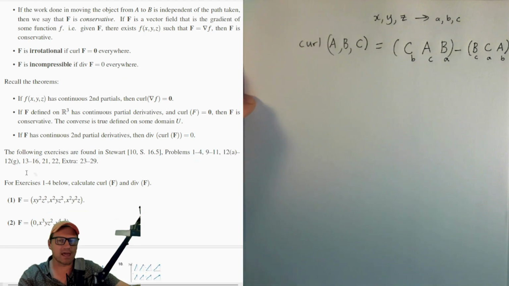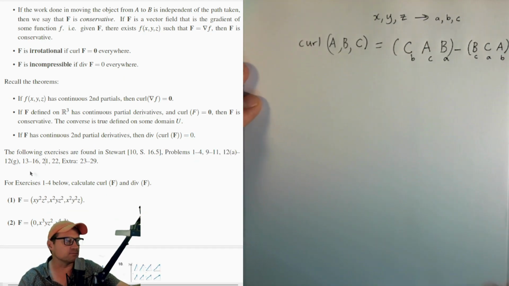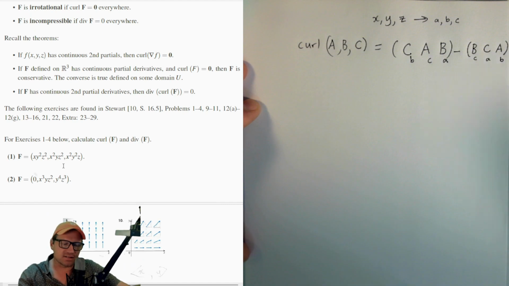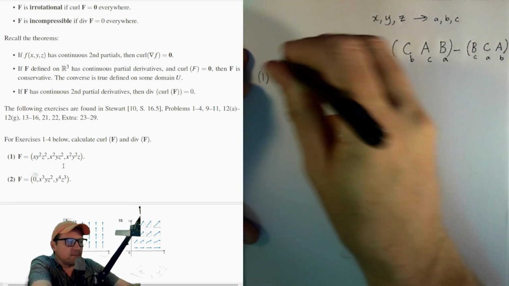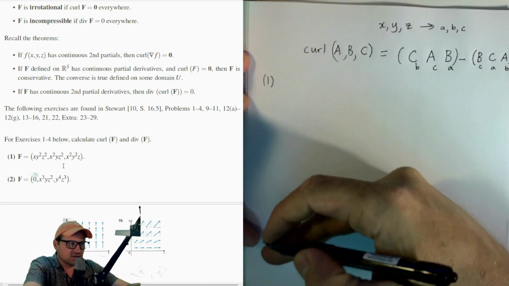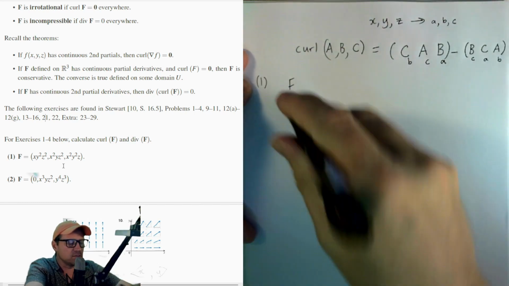All right, so the following exercises, which we're going to do together, are found in the book by Stewart. So let's get started on those. Okay, question 1. Now, I'm going to write these vectors vertically, but it's easier to type them horizontally.